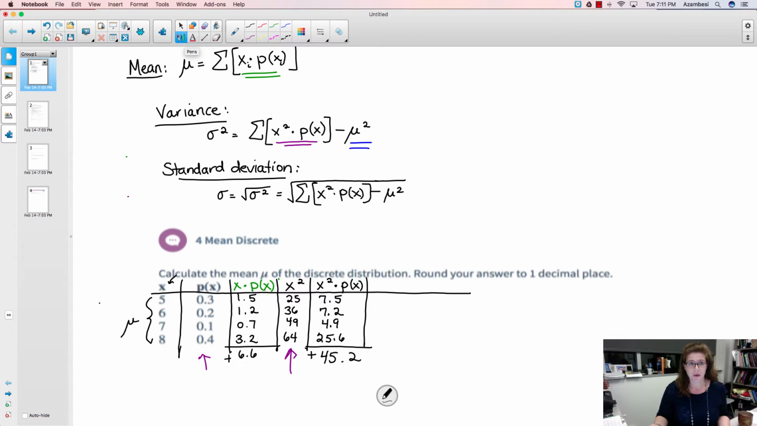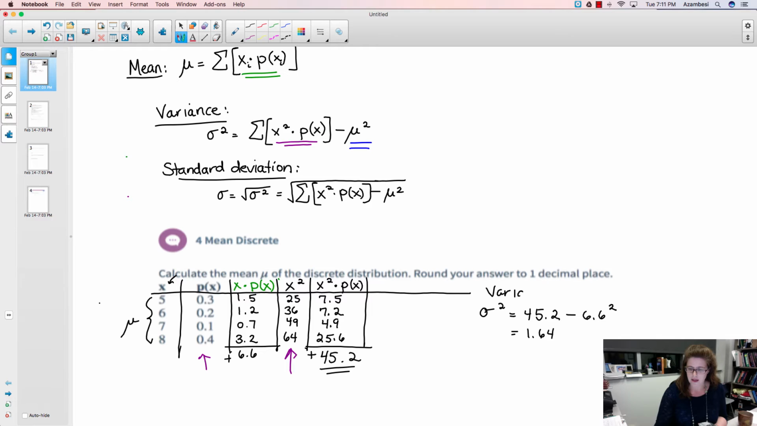Now the rest is about plugging it into the formula. So if we're looking for the variance, sigma squared, it's equal to the sum of this last column we just made minus the sum of the first column squared. So 45.2 minus 6.6 squared gives me 1.64 for my variance.